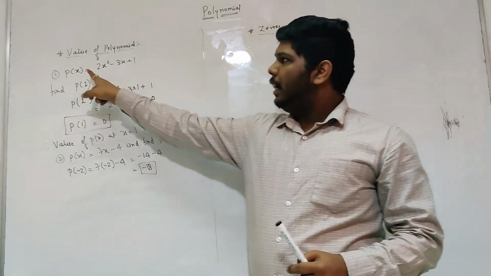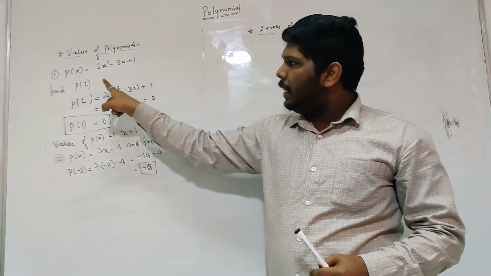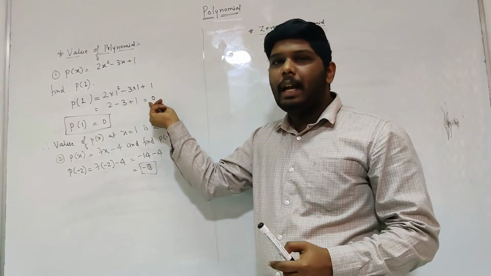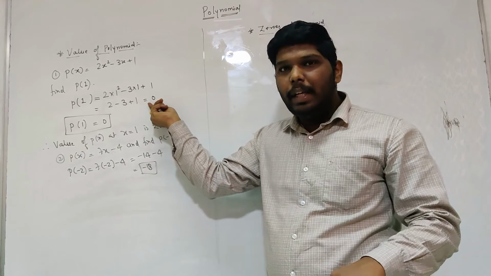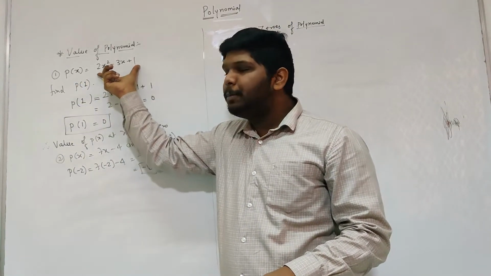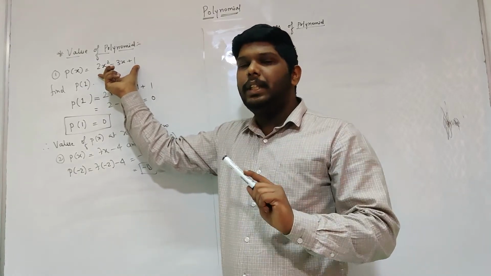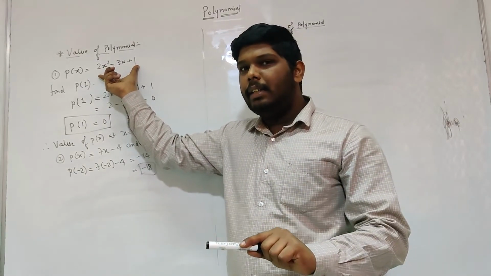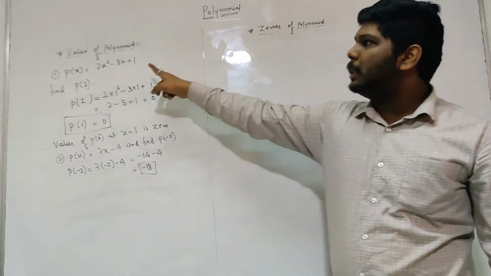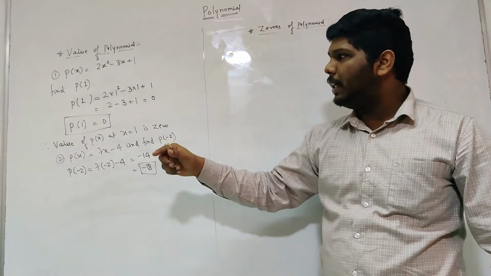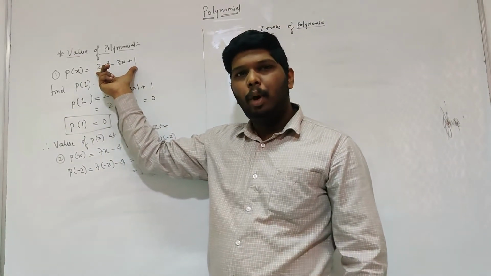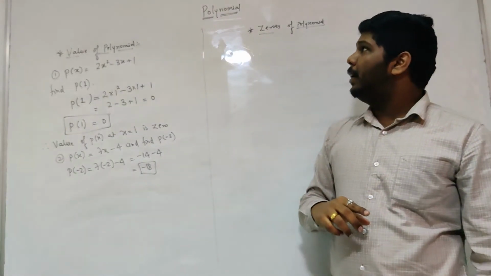Can I say in this polynomial, if I keep the value of x as 1 everywhere, the answer I am getting is 0? It means if I keep the value of x as 1 in the given expression, the expression turns out to be 0. So in that case, we can say x is equal to 1 is the 0 of this polynomial. Once again, x is equal to 1 is the 0 of the given polynomial. So you can just write this point.